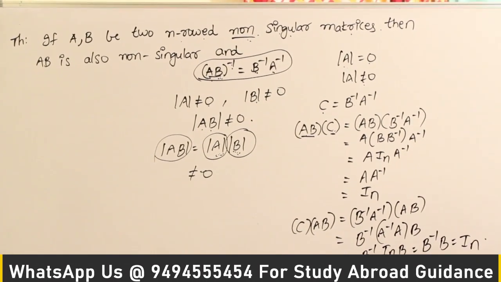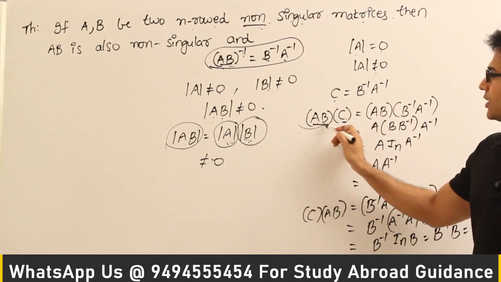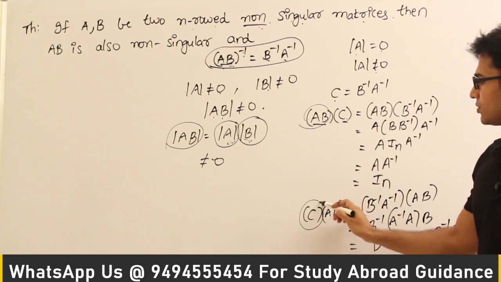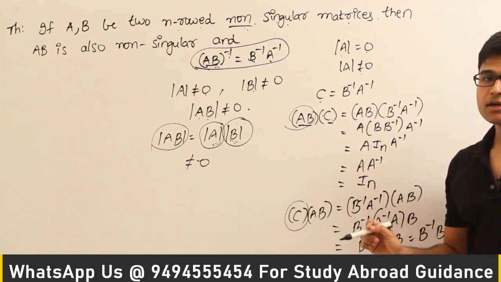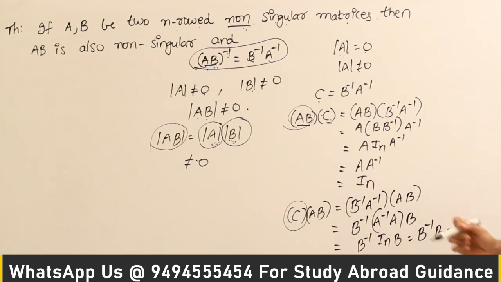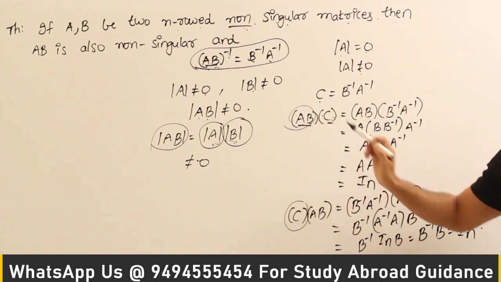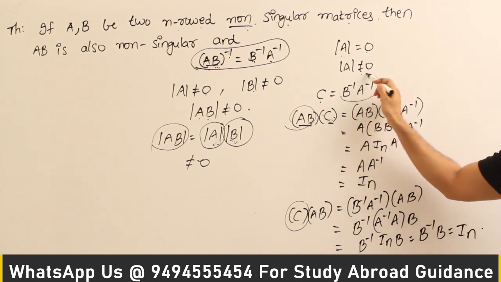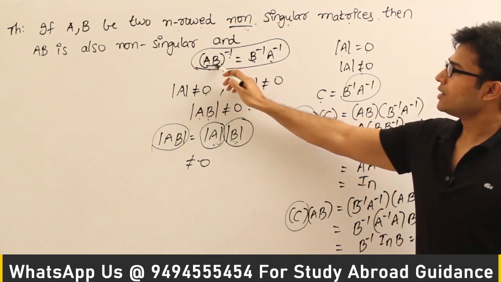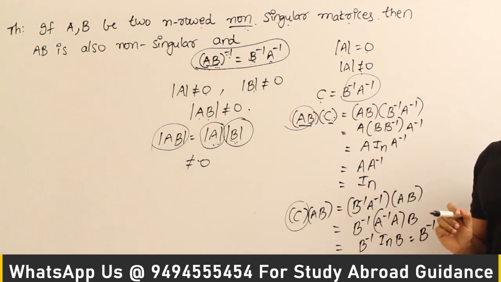So what is it? Now we are able to show that AB into C or C into AB both are equal to IN. So what can we say? C is the inverse of the matrix AB. So what is C? This one. Therefore AB inverse is B inverse into A inverse.